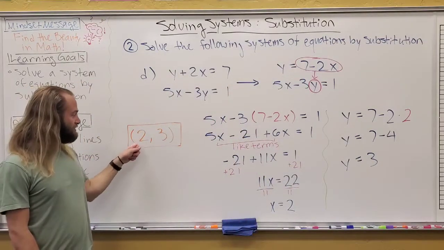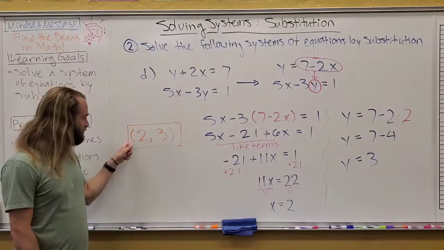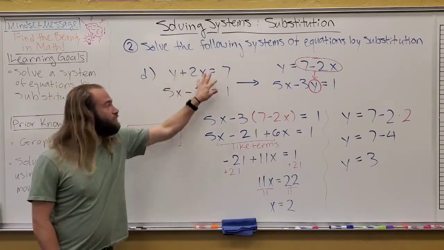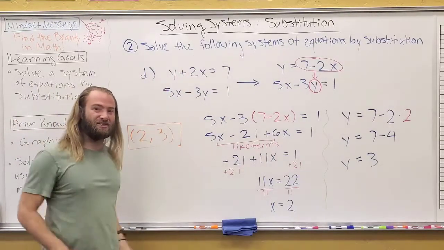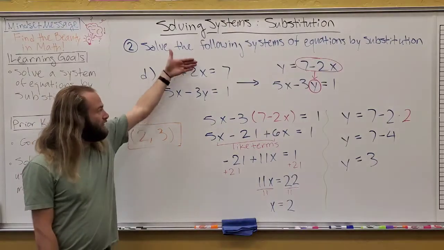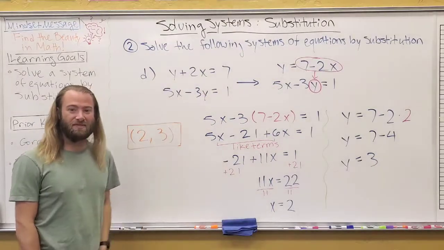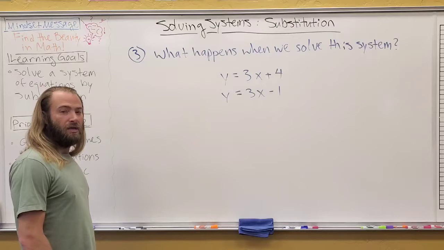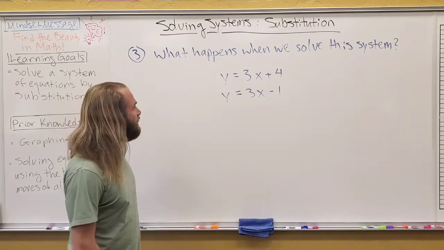And my final answer is that x is 2 and y is 3. So this is the coordinate pair that represents where these lines intersect each other. And those numbers are what make both equations true at the same time.